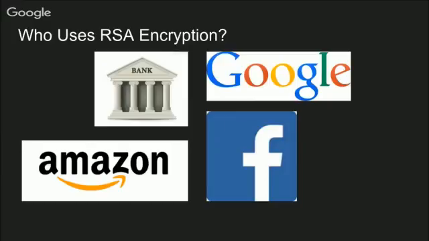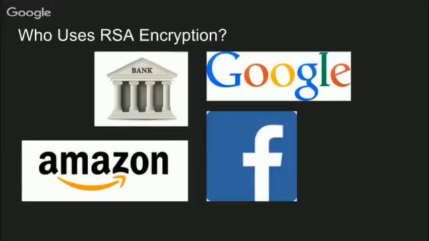You depend on RSA every day to keep your information secure. Banks use it, Google, Amazon, Facebook. The modern world depends on RSA. If RSA were broken, all of your information stored on these websites could be stolen, which would have a catastrophic effect on both your security and the world's.